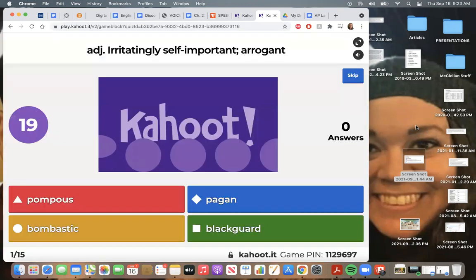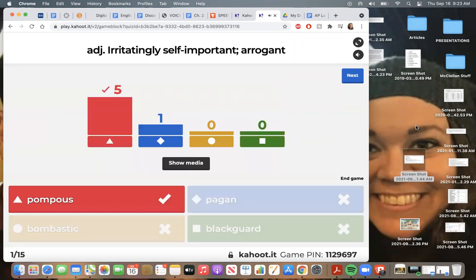Irritatingly self-important or arrogant. Is it pompous, pagan, bombastic, or blackguard? Pompous, yes, good. I saw a couple people did not guess, so at least make sure you're paying attention to the answers. And one thing that I like to do to try to trip people up is give you a word that the definition is correct, but it's just not one of our vocabulary words. So make sure you know what our vocabulary words are.